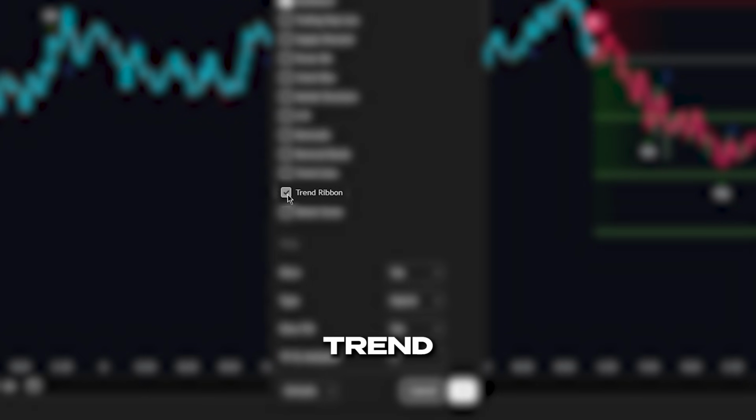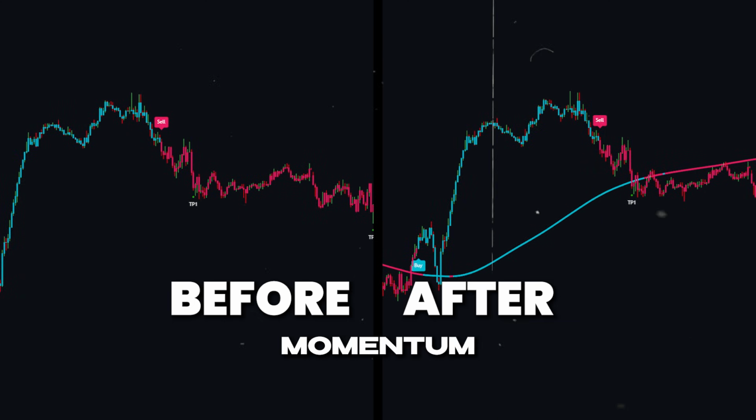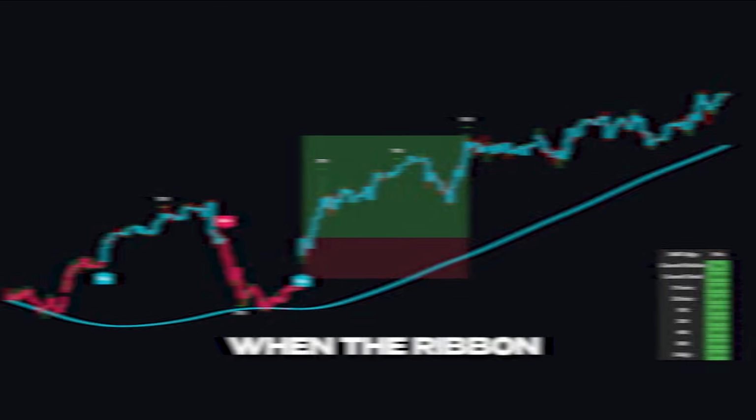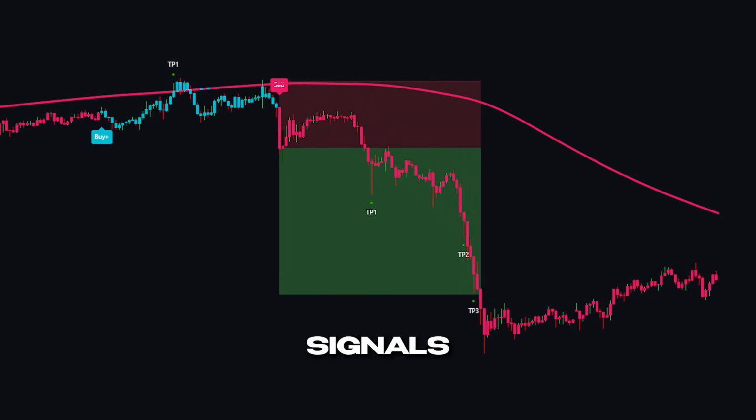Next, I'm going to turn on the trend ribbon. When enabled, the ribbon appears directly on the chart and helps you visually follow momentum. It works as a trend confirmation tool and keeps you aligned with the dominant direction. When the ribbon is bullish, we only look for buy signals. When it's bearish, we only look for sell signals. This keeps the strategy simple and prevents counter-trend trading.